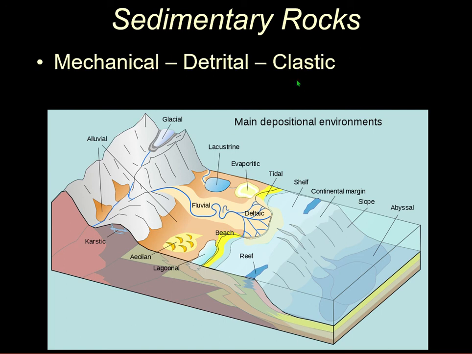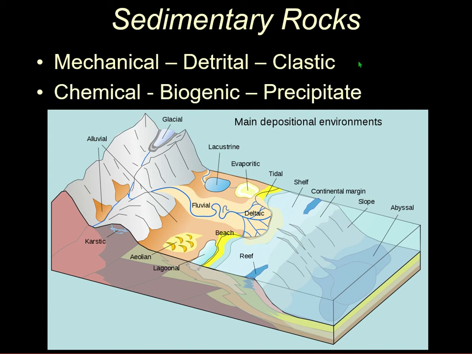Mechanical, detrital, clastic. These are three words for the same thing. Often happens in life. Mechanical, it's been broken down. Detrital, it's detritus. A clast, which means it's a broken thing. And you have chemical sedimentary rocks. That's the two main types, mechanical and chemical.